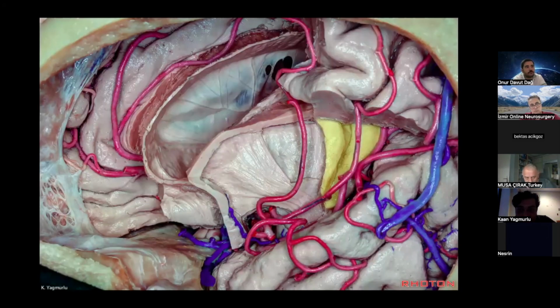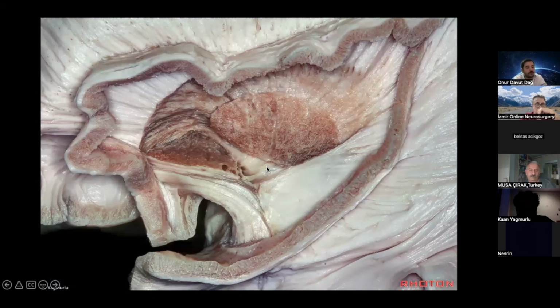We see, and this is another specimen, the insular cortex laterally and the lateral ventricle medially, and between these structures is the external capsule, which is formed by the inferior frontal occipital fasciculus, and you see the putamen here. Of course, it's difficult to reach because we see a lot of MCA structures, everything for the insular area.